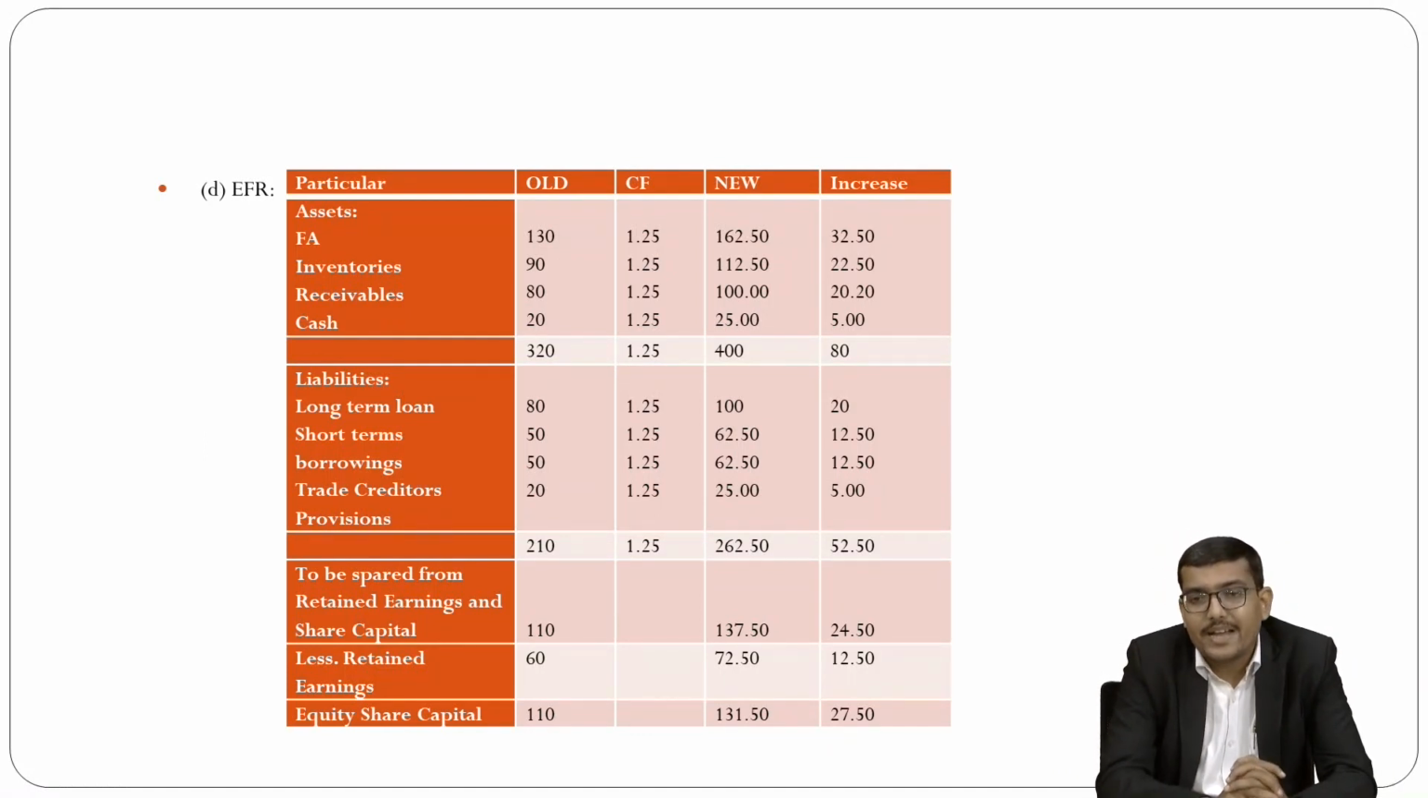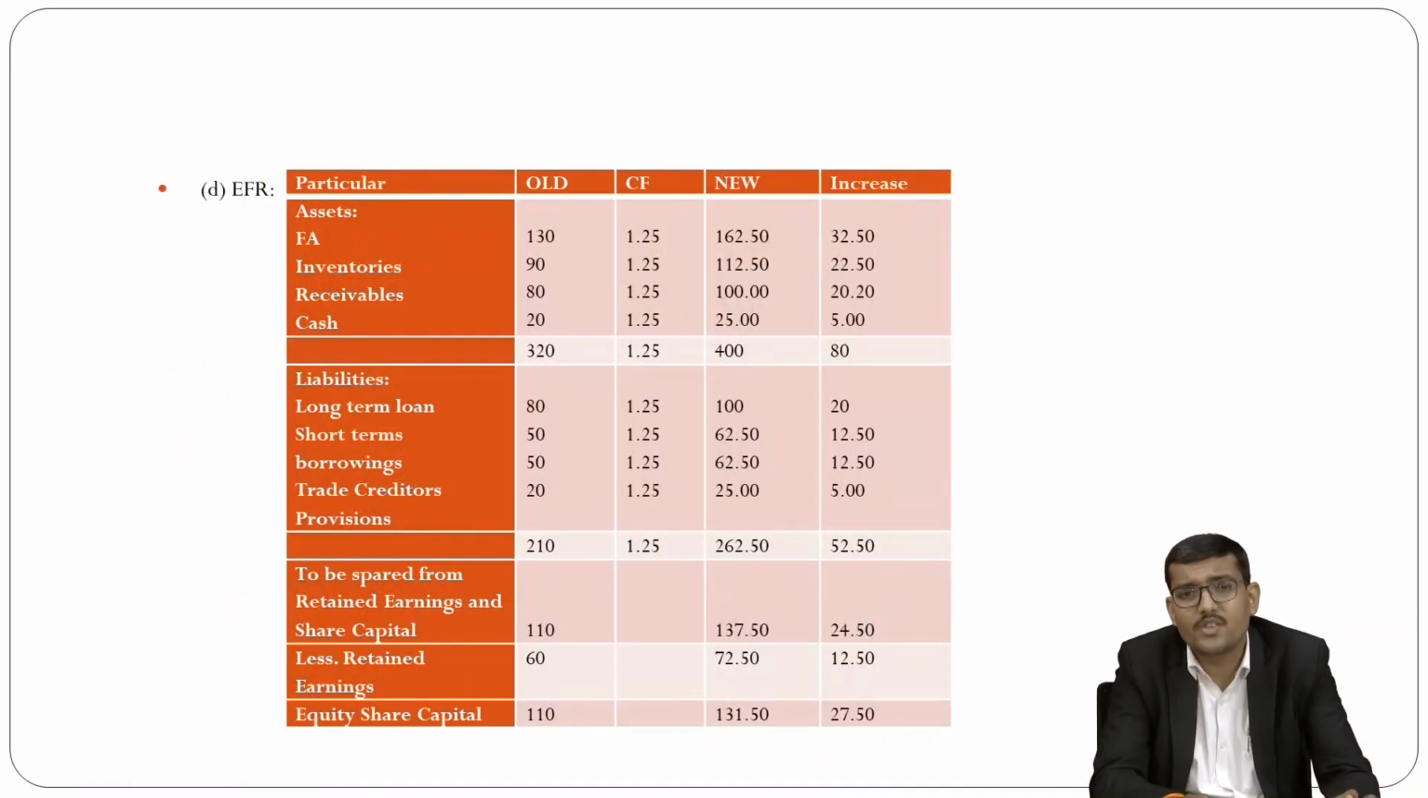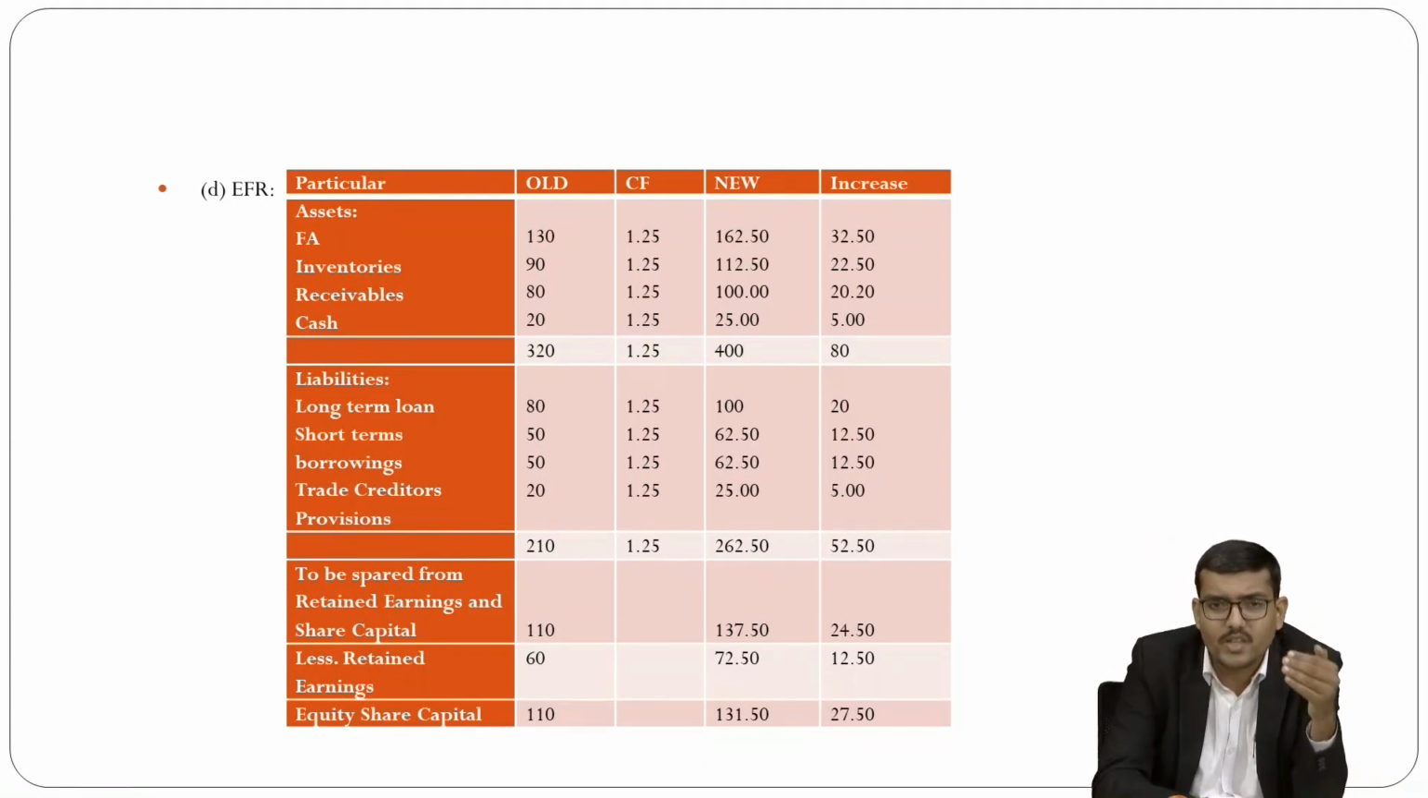So let's begin with the assets first. In our sum there are a total of 4 assets: fixed assets, inventory, receivables and cash. Fixed asset is 130,000, inventories 90,000, receivables 80,000 and cash 20,000. So here we just put it as it is, that is 130, 90, 80 and 20. So the total will be 320. On that you convert with the conversion factor, that is 1.25.